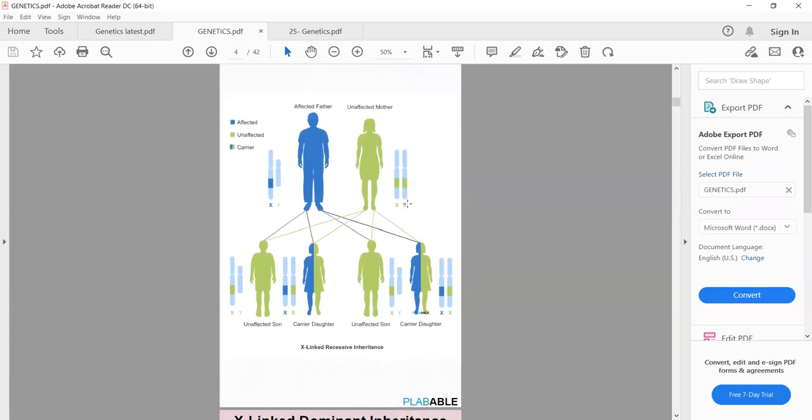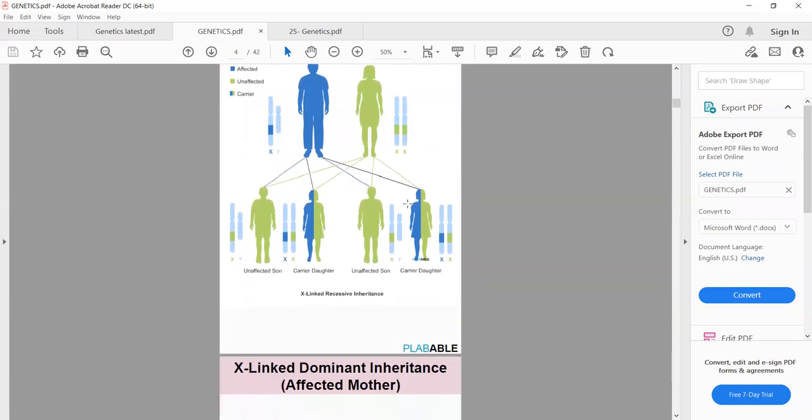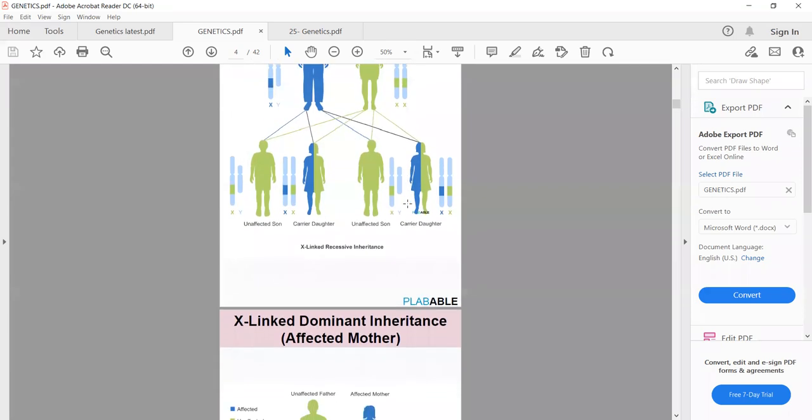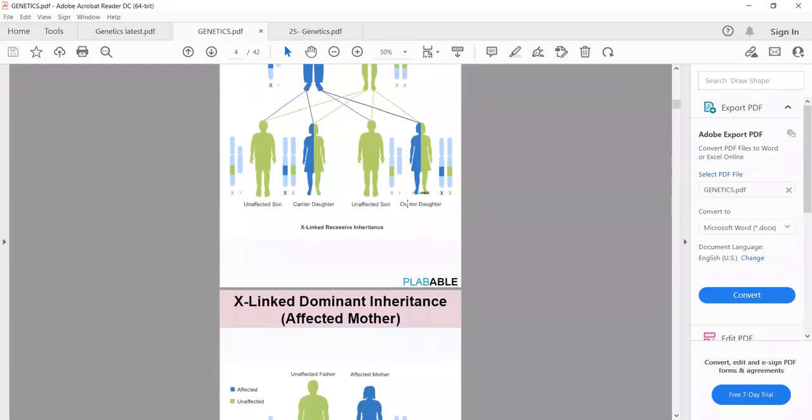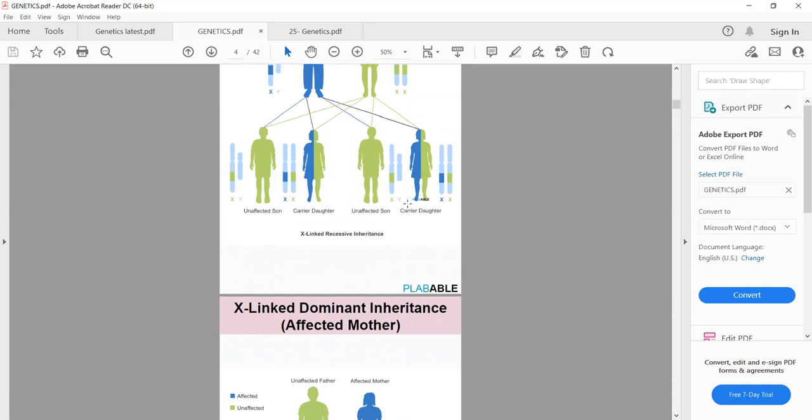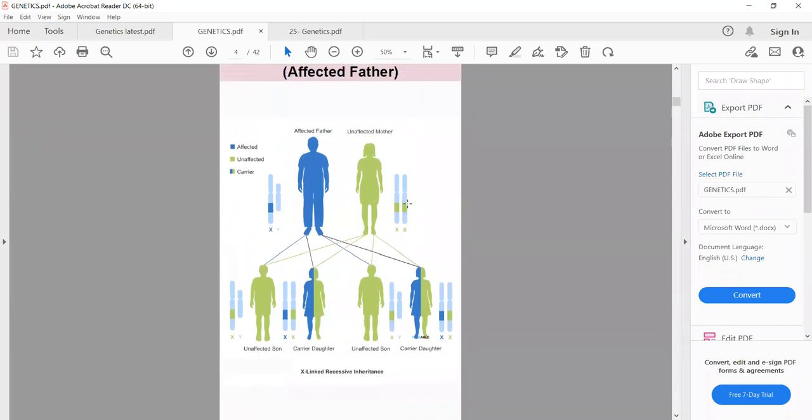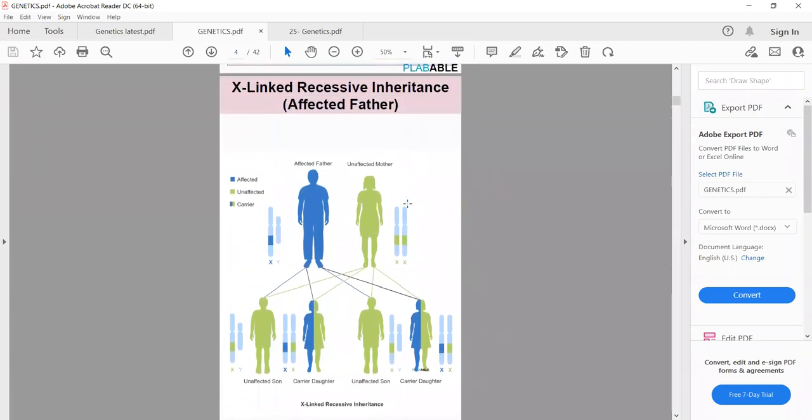Any more questions? I'm not sure I'm very clear on the whole X-linked so far. I'm floating a little. Okay, I'll repeat it for you. Thank you. And this is just for father, right? Affected father. Yes, this is just for affected father. Okay.